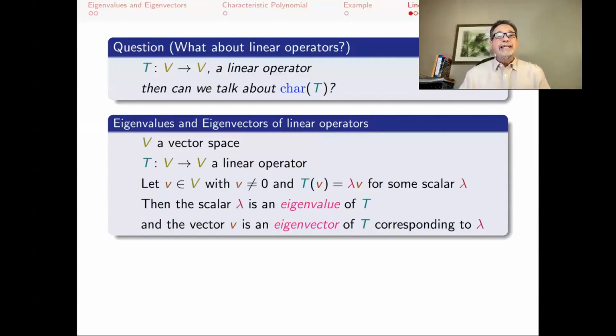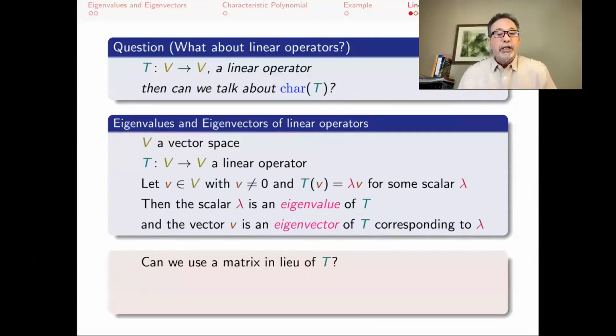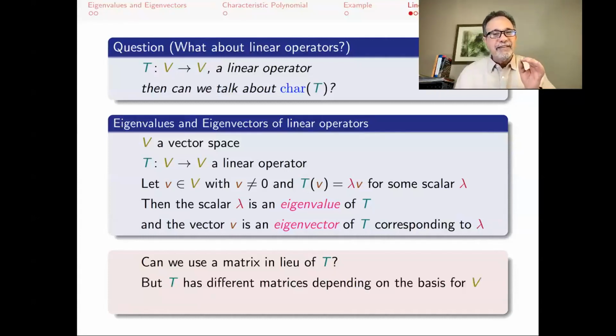So the question is, can we define a characteristic polynomial for them? And you might say, well, we can start with T and have a matrix do the job of the linear transformation. So why can't you use that matrix? But there's one little technical issue. That's the fact that T doesn't have just one matrix associated with it. The matrix you get depends on the basis that you choose for V. You have to fix a basis for the vector space to be able to get a matrix for the linear transformation.